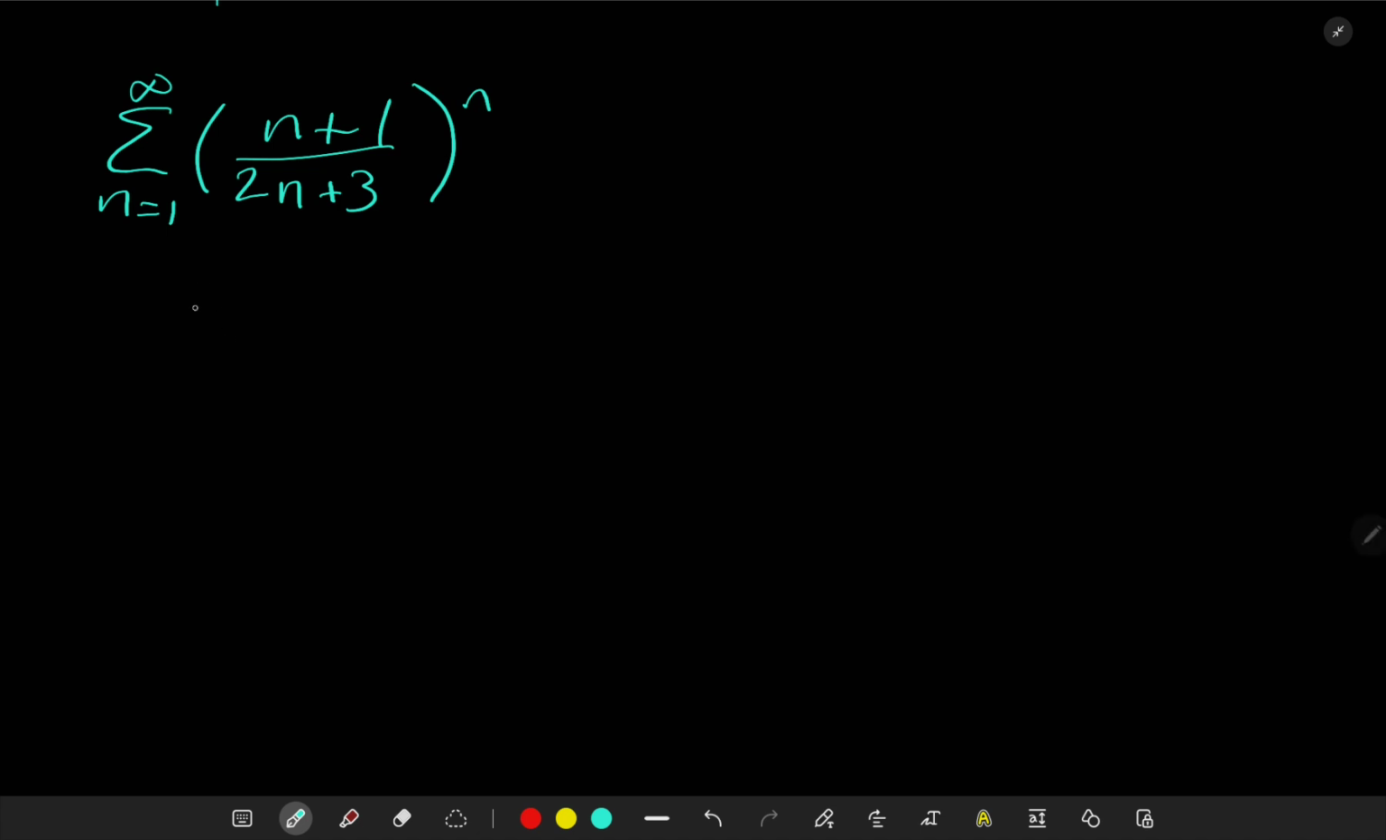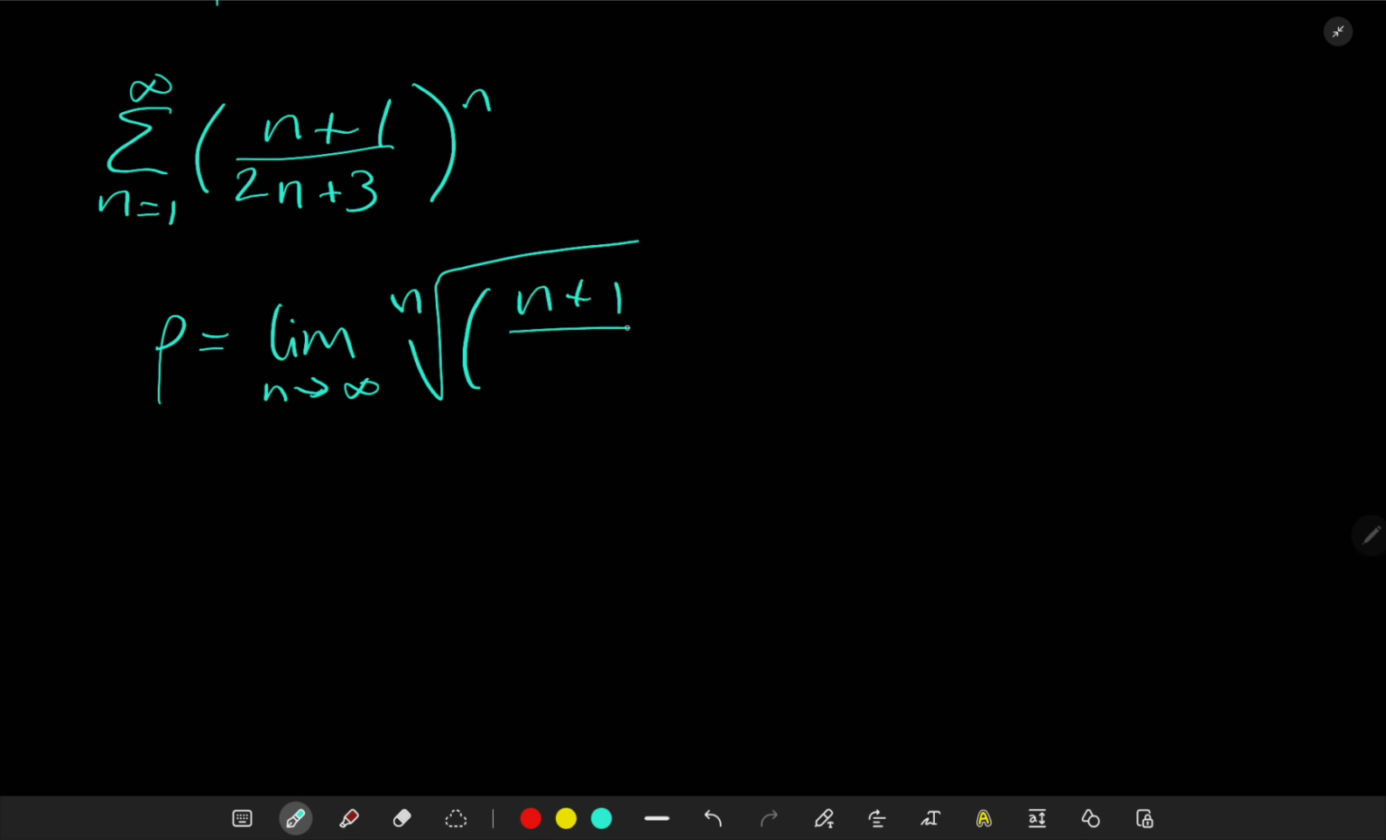So let's just do this one. It's a very artificial problem, but I'm just trying to come up with something quick to give you an idea how to use it. This one is much easier because you're going to be doing the nth root of (n plus 1 over 2n plus 3) to the nth. And remember, there's an absolute value here, so you can cancel your root and the power with impunity, regardless of whether n is even or odd.